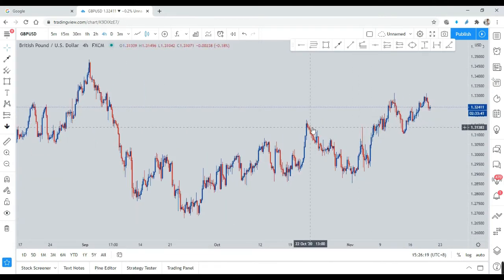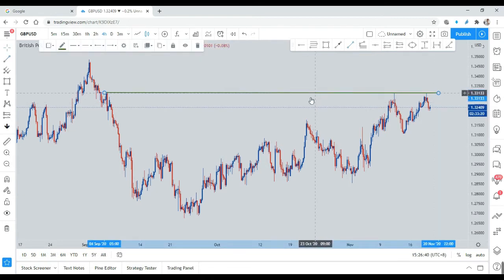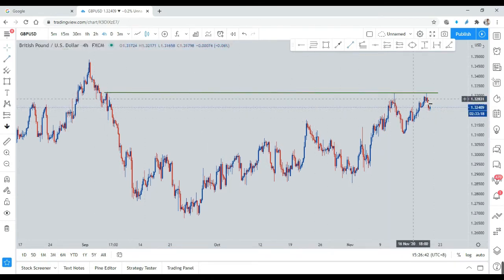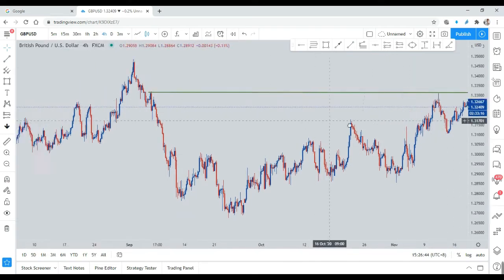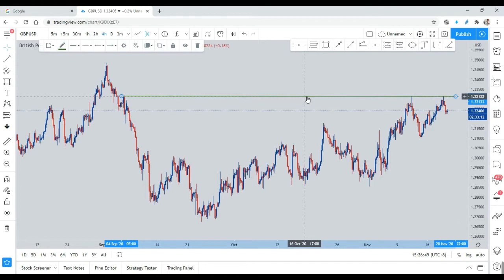First of all, sorry for that. What we can see right here is that there is a lot of rejection, or what we call manipulation by the big bankers. This is a fake out. This is a fake out. If you look at it, the price is moving and then it is making a fake out. All right, so before that, let me take this line out first.